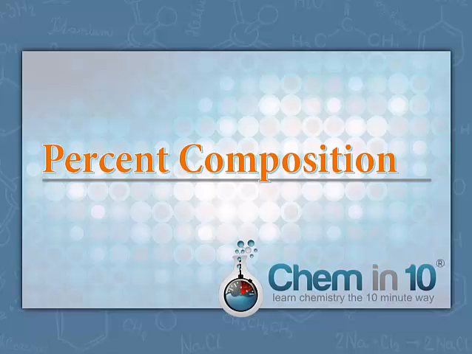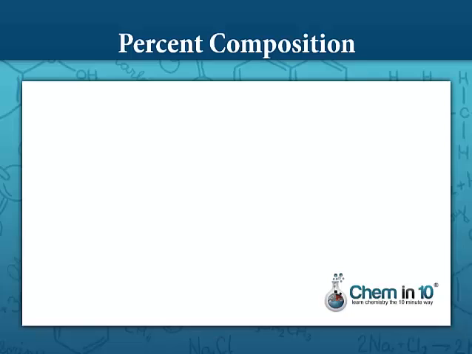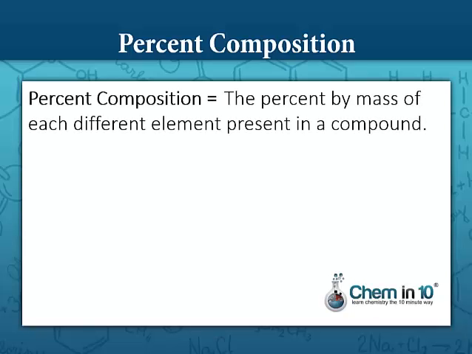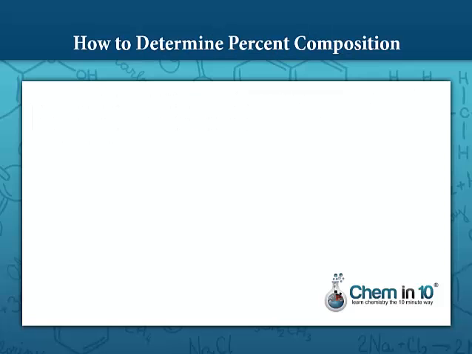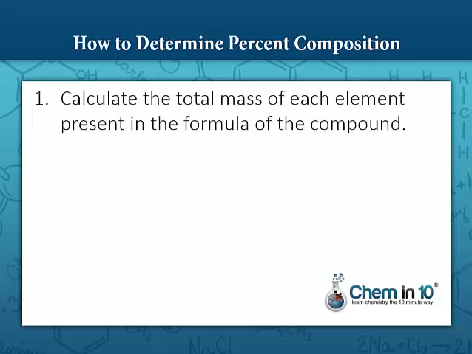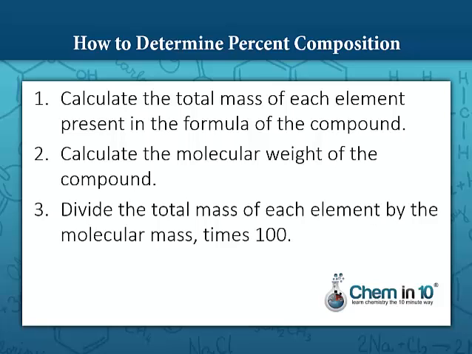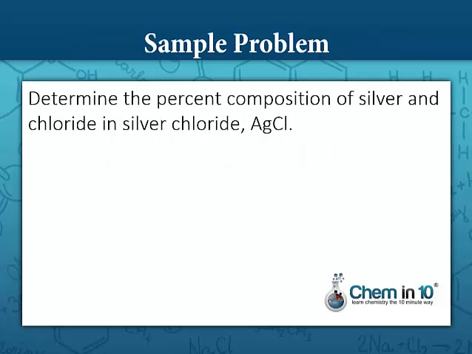Today we're going to talk about percent composition. Percent composition is the percent by mass of each different element present in a compound. These are the steps to determine percent composition. You first calculate the mass of each element present in the formula of the compound, and then you calculate the molecular weight of the entire compound. You divide the total mass of each element by the molecular mass and multiply by 100.